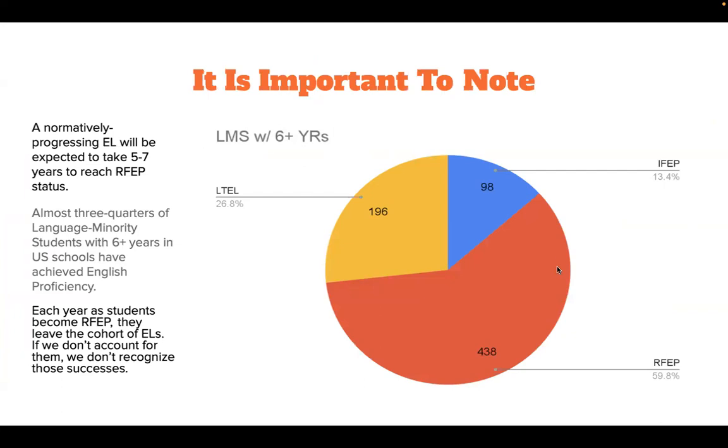One quick note, we're about to wrap up, but it's important to see that these are all the kids who speak a language other than English, who could have become LTEL, but many are IFEP, 13% are IFEP, 60% are RFEP, and it's just this remaining quarter, a little bit more than a quarter, who are LTELs.